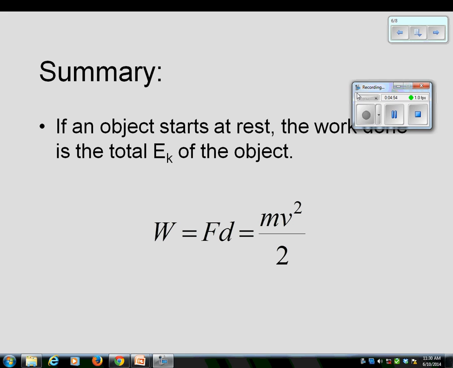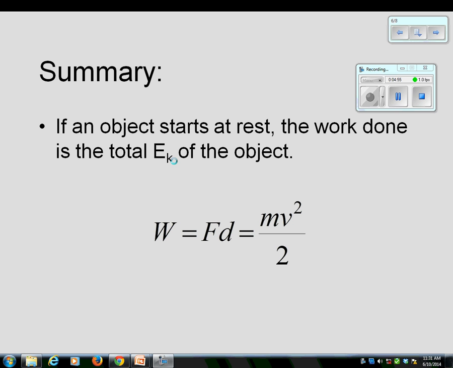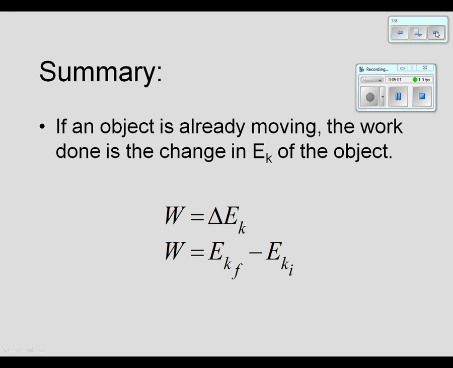So what happens to this? Okay, so if the object starts at rest, the work done is the total EK of the object. What if it doesn't start at rest? If it's already moving, the work done is the change in kinetic energy, right? So the work done is equal to delta EK, or W equals EKF minus EKI.